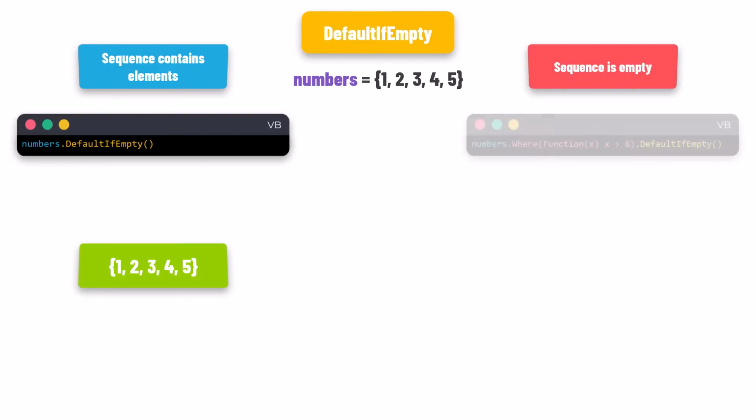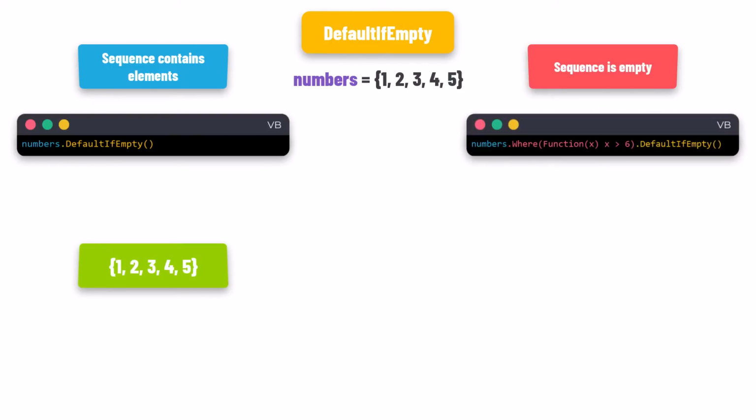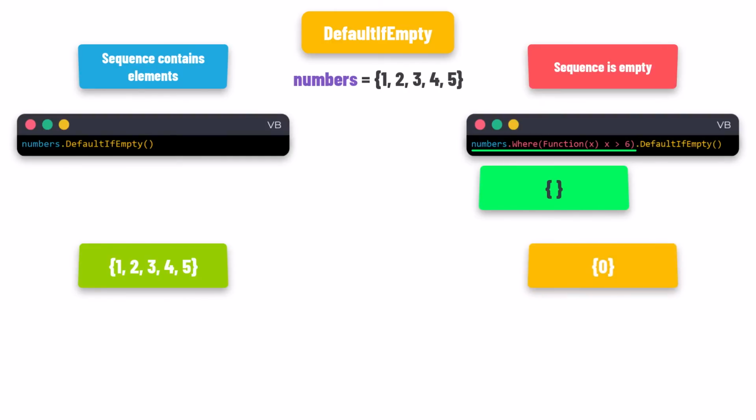Let's now use the Where method in the query in this way. As you can see, the result of this part will be an empty sequence, because no number is greater than 6. Using DefaultIfEmpty I will get the default value of the sequence, which is a sequence containing only one element, which is the default value. So, here we have an integer sequence, therefore we get the default value of integers, which is 0.